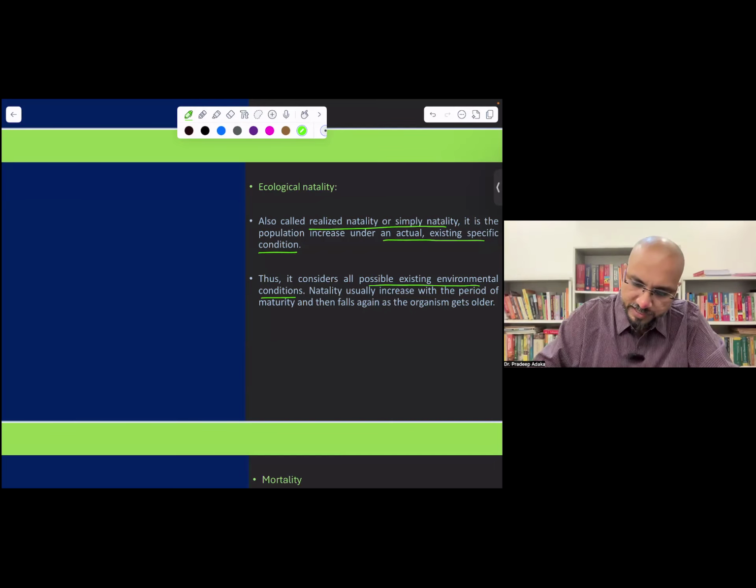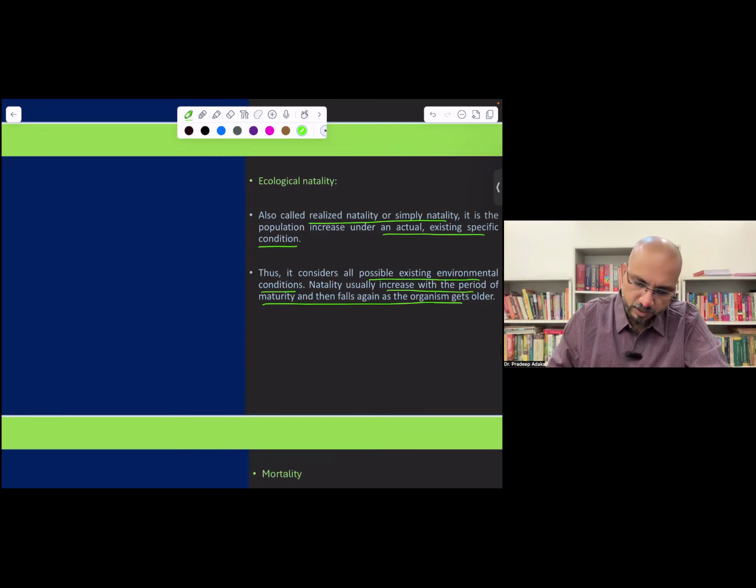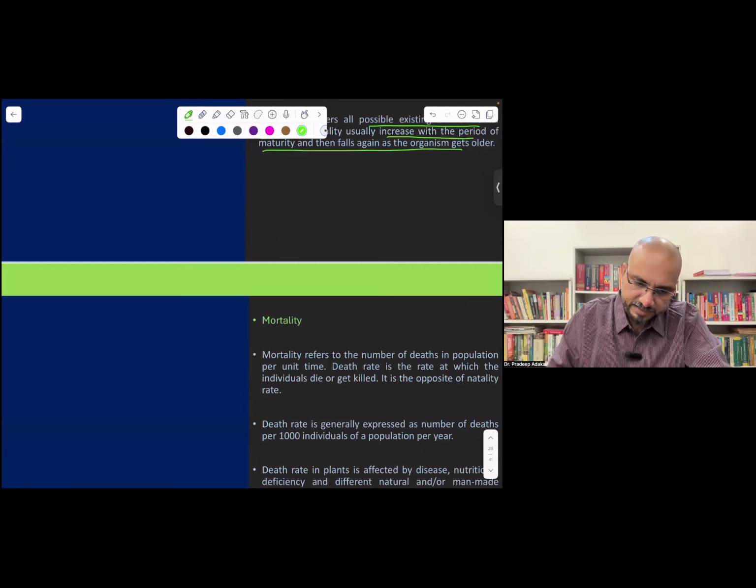Natality usually increases with the period of maturity and then falls as the organism gets older. So natality begins, actually it will give birth when it is sexually mature. So after that it will start, and the natality usually decreases as it is getting older. It will give birth to lesser and lesser offspring, and ultimately after a period of time it will stop giving birth because of old age. So that is ecological natality. So I think natality is clear.